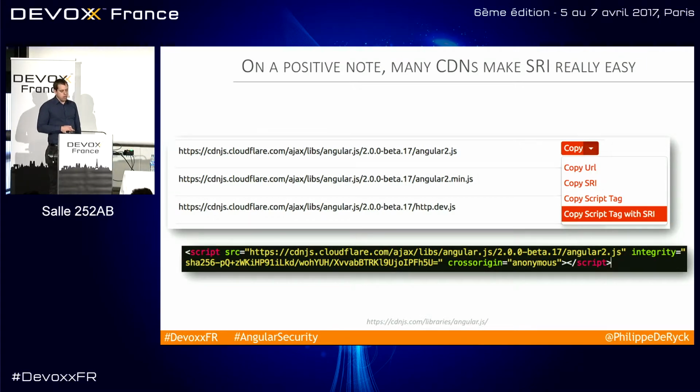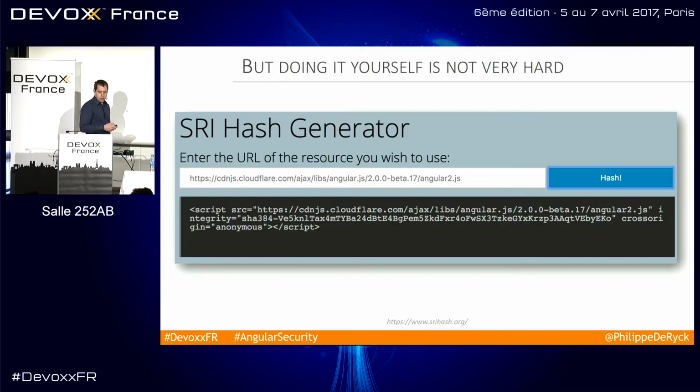For CDNs that don't support it, or for your own resources, there's a website that easily generates these hashes for you. And they also include, a bit lower on that page, the commands you can run on the command line to generate your own hashes. Also very useful.